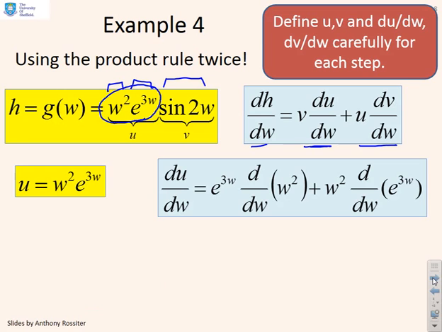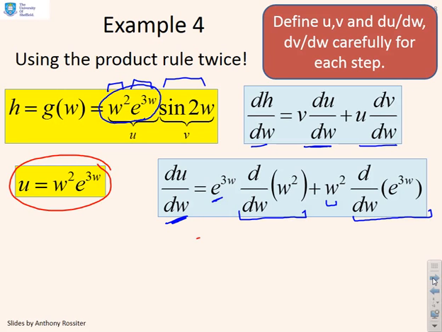So here I've written it down because I'm a bit more experienced, by inspection. I've said that du dw is going to be e to the 3w times d dw of w squared plus w squared times d dw of e to the 3w. And you'll notice what I've done is I've used the product rule directly on this formula, and as you get more experienced you'll be more comfortable just doing that by inspection rather than having to lay out a whole page.